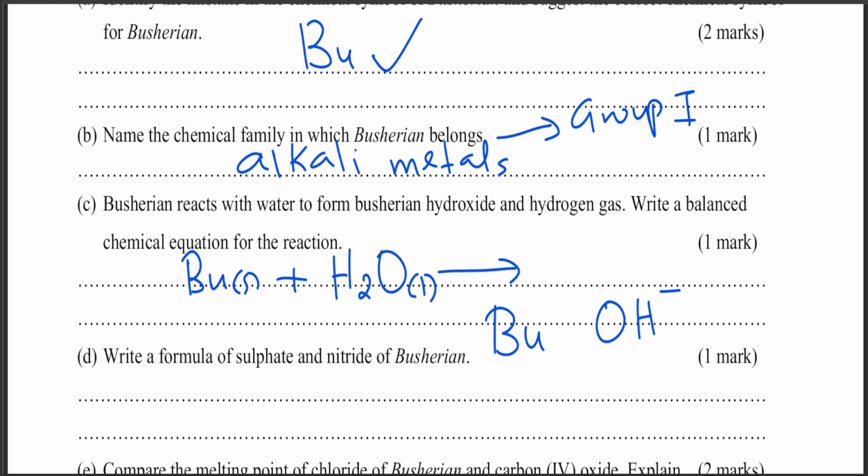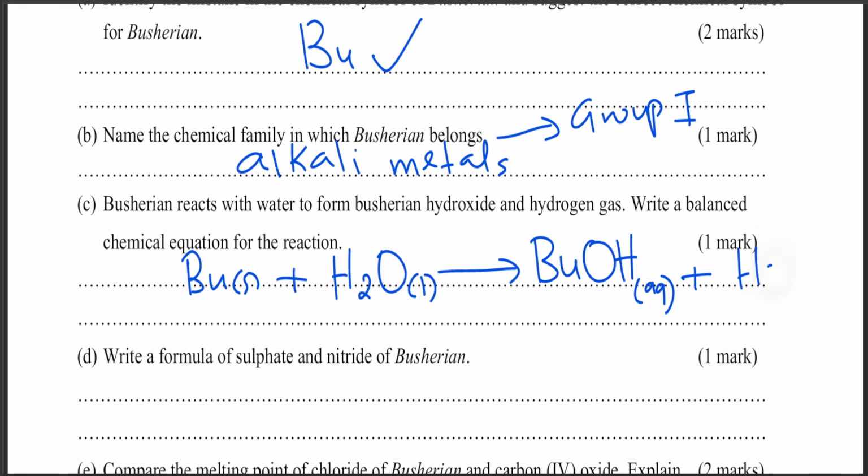Group 1 elements have a valency of 1. The same goes to Busherian. So BuOH, it takes the 1 and the hydroxide takes the 1. So it's going to be written as Bu capital O capital H. Hydroxide zote ni capital, because this is a radical. So it gives you an aqueous solution because group 1 elements usually dissolve in water to give you a basic solution. So Busherian hydroxide plus hydrogen gas.